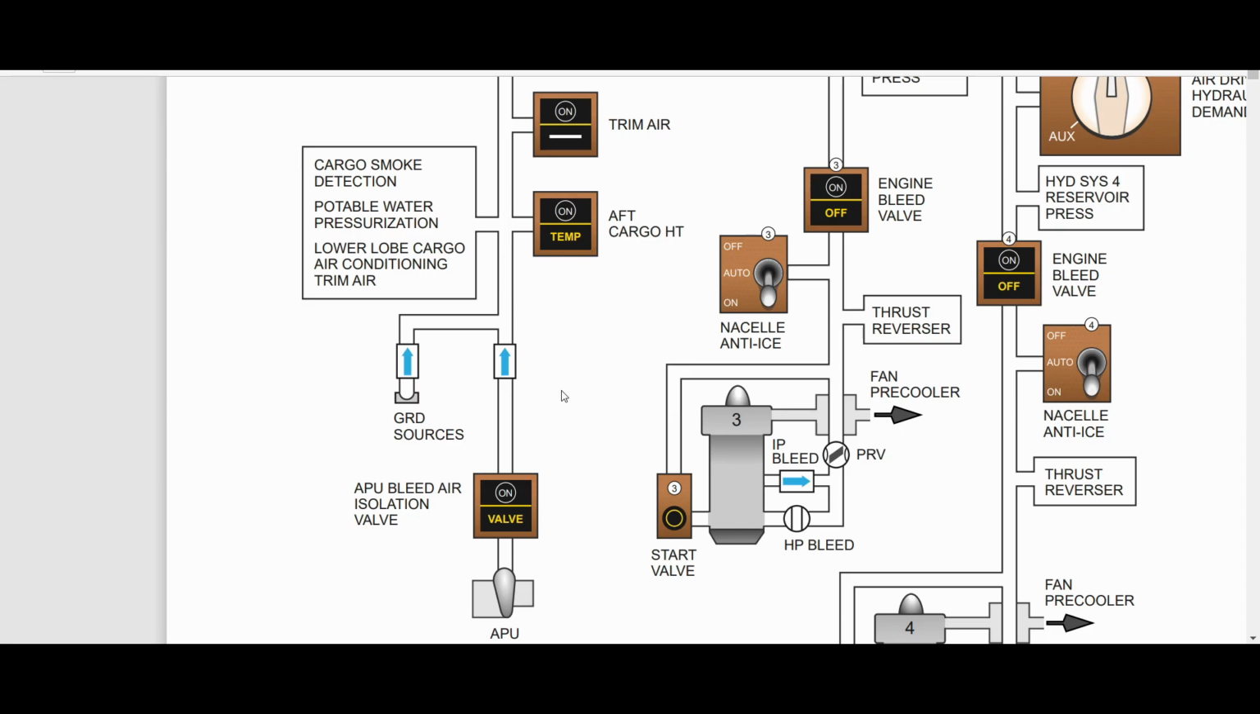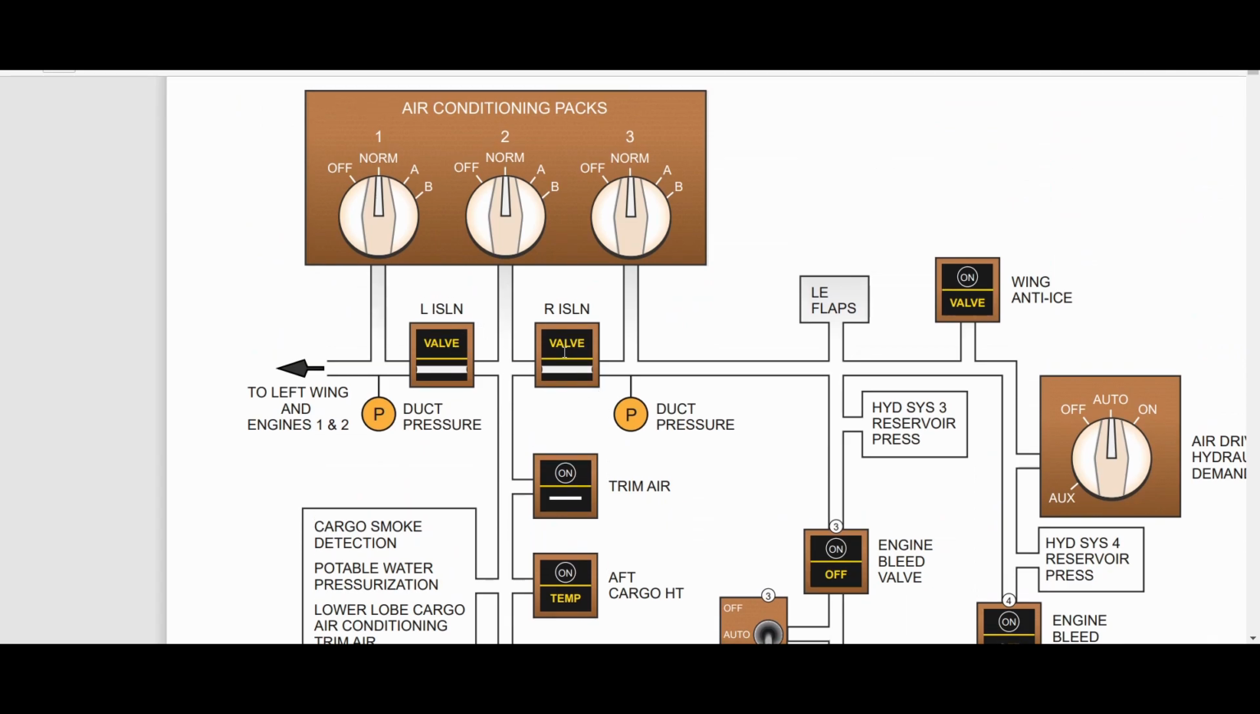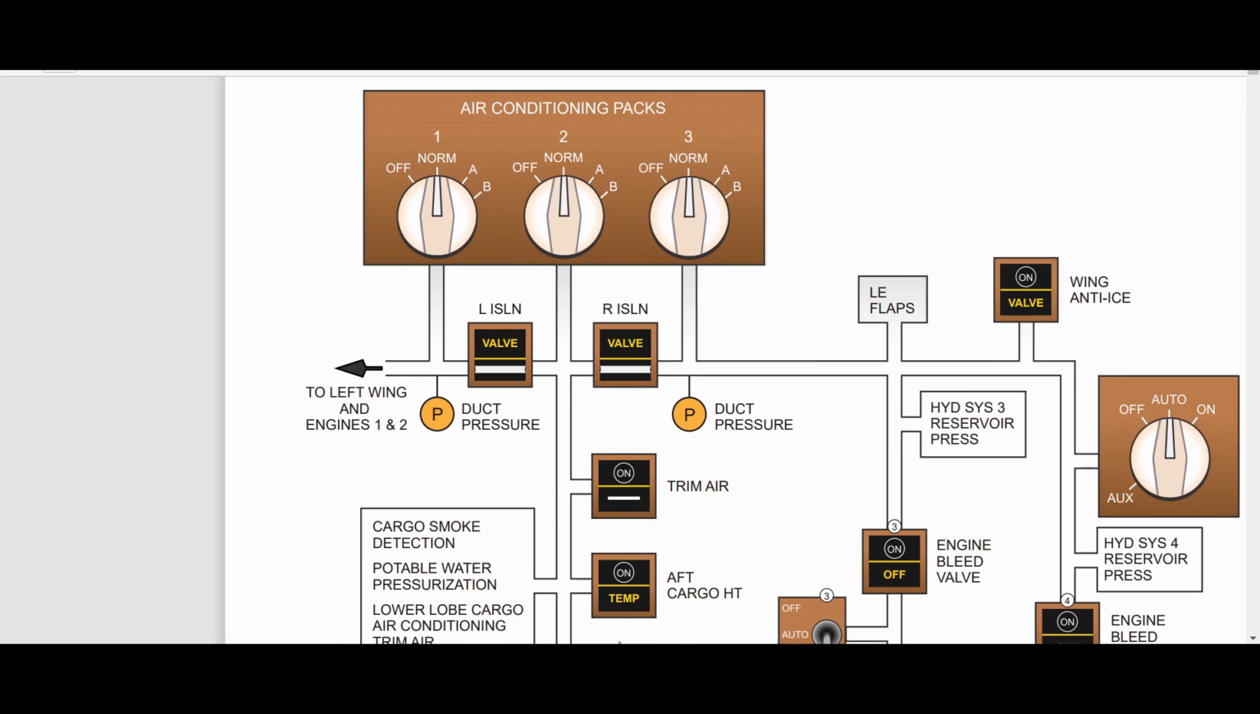Bleed air duct system, the left and right isolation valves. These are very important buttons up here in case you have an overheat. Isolation valves right here. They separate the bleed air duct into 3 sections: left, center, and right. The system normally operates with the isolation valves open. The valves are controlled by the left and right isolation valve switches.